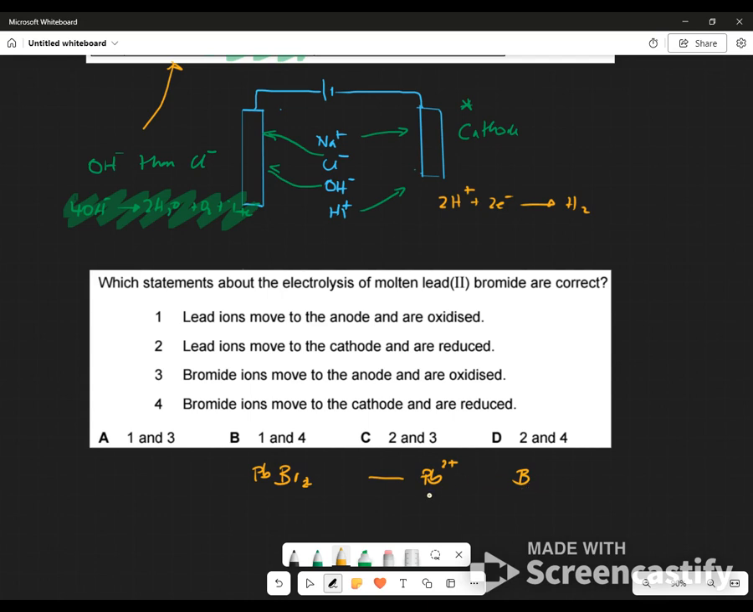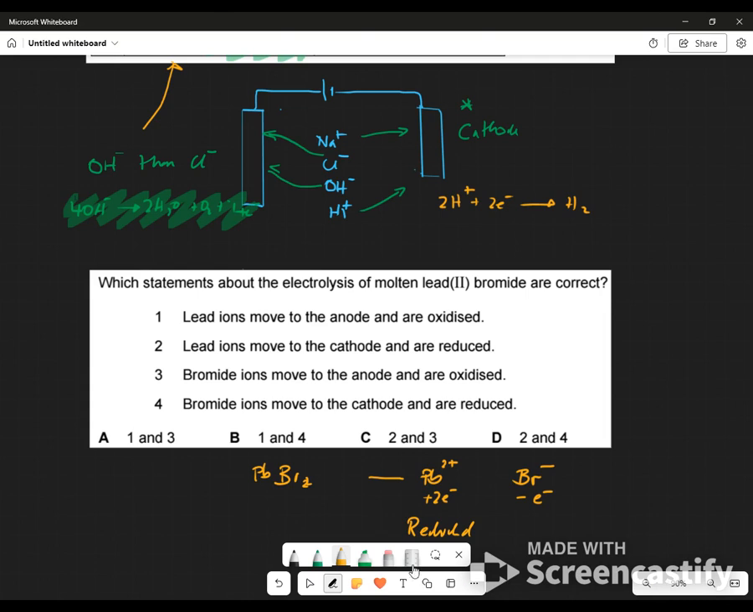Now, these are going to gain 2 electrons, aren't they? And these are going to lose electrons. So the lead ions are gaining, they're going to be reduced. And the bromide ions are going to be oxidized. But as you can see, my pen isn't working because it's so slow. It's so laggy. Let's have a look at something. No, it's not working up there either. Right, so there you go.